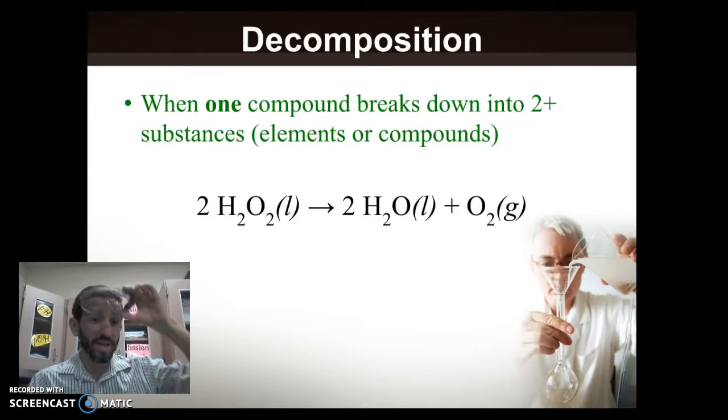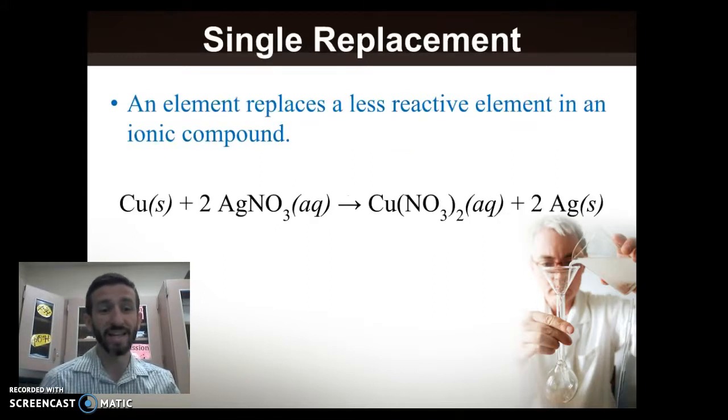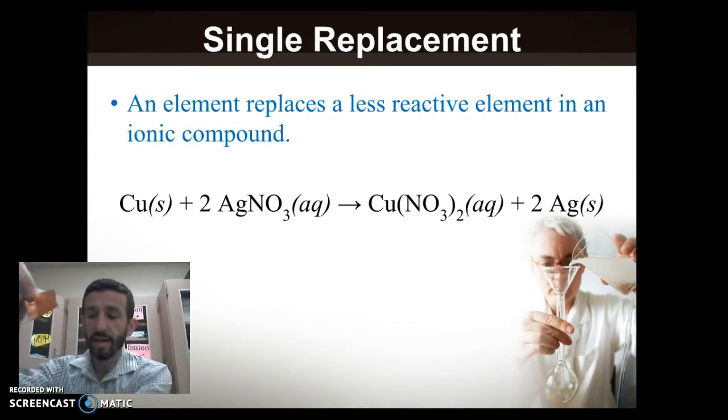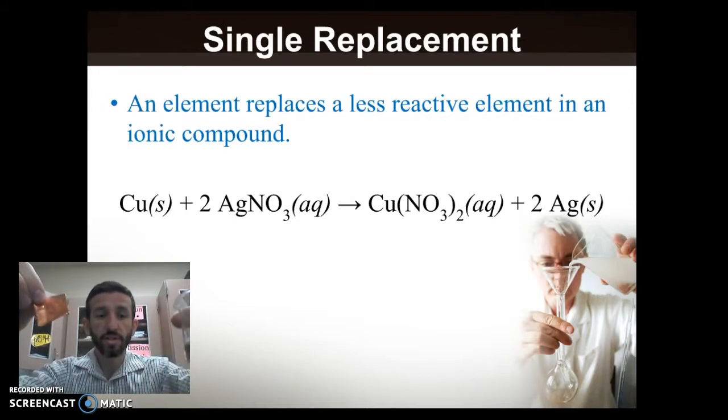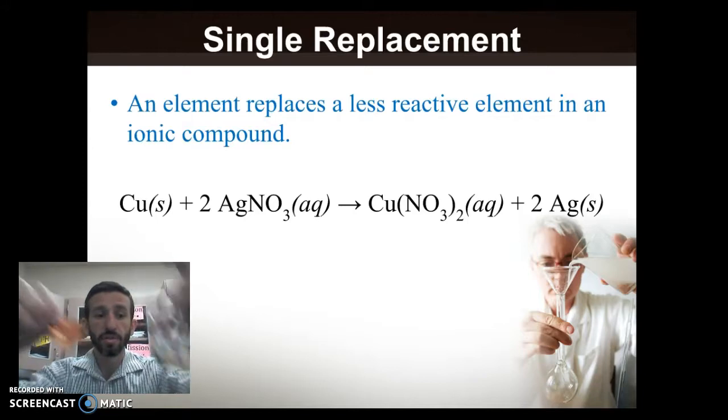Now that I'm done with the flame, I'm going to take off my goggles. And we're going to move on to the next type of reaction, which is a single replacement reaction. That's when you have one element replacing a less reactive element in an ionic compound. So I am going to take a piece of copper foil, like aluminum foil, but copper, okay? And I'm going to put it in a solution of silver nitrate, which you can see is a clear solution.